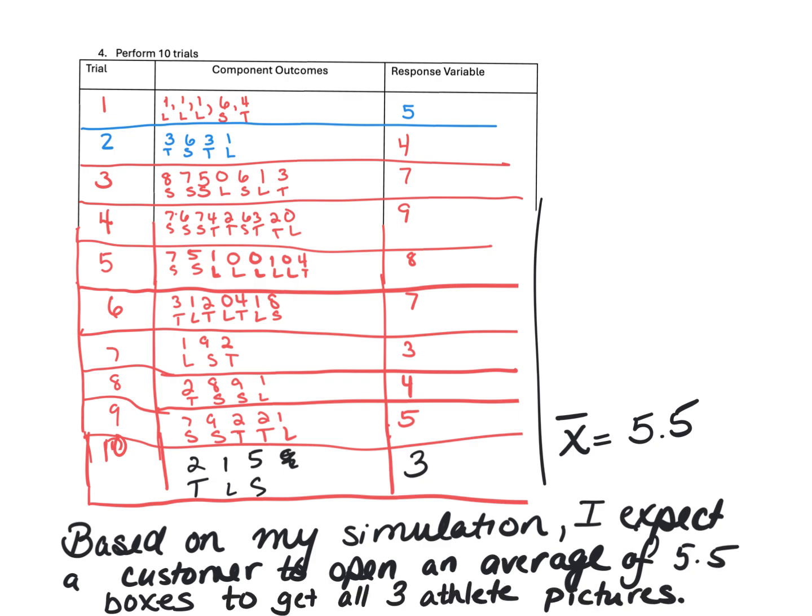Sometimes kids will say, well, you can't open 5.5 boxes. But again, this is an average, and with an average, you can have a decimal. Somebody might say, well, I would expect to open 6. Well, sure, I understand that, but this language is correct because averages are acceptable to have decimals.